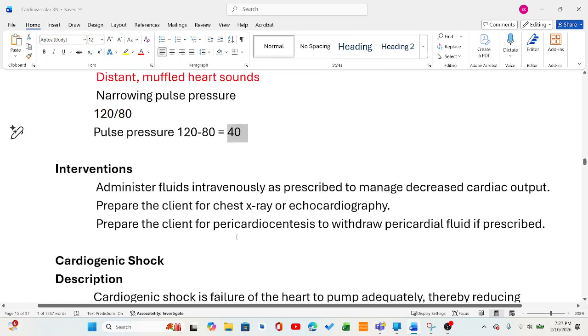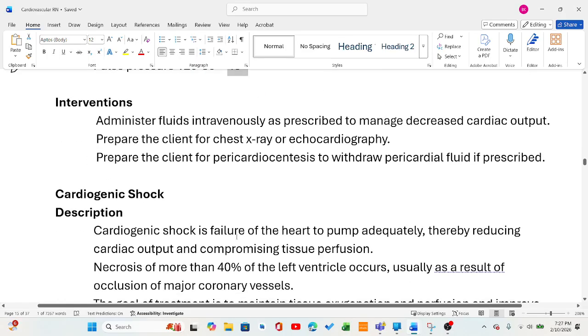So what are some of the interventions? You have to administer fluid intravenously as prescribed to manage the decreased cardiac output. Remember, the fluid volume is going to drop, the blood pressure is going to drop, so you should be prepared to give fluids to increase the fluid in the system. You want to prepare the client for X-ray, so the doctor will order an X-ray and see the structure of the heart. Again, with X-ray, you know what to do. Patients should not be pregnant. And also echocardiogram. Because it's a fluid, the doctor will listen to the sound and then be able to come out with some diagnosis.